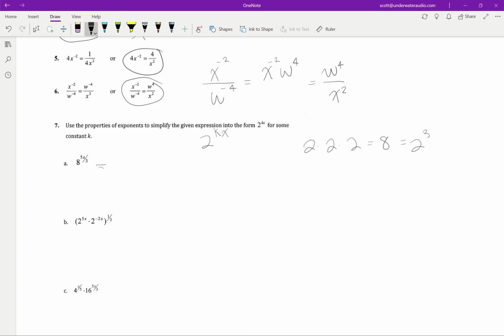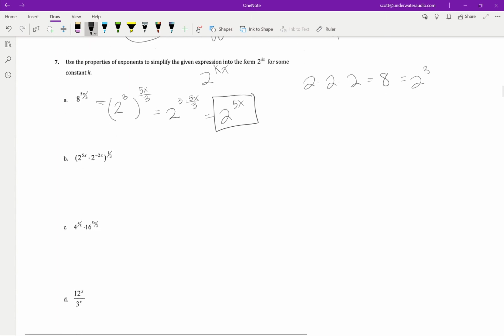Yeah. So that's the same thing as 2 to the third. So I would rewrite this 8 to the 5x over 3 as 2 to the third, and then 5x over 3. And then we know that something to a power, I can just change that to multiplication. So that would be 2 to the 3 times 5x over 3. And the 3's would cancel, and I just get 2 to the 5x. So it's in the right format now. You're probably wondering, like, why would I ever need to do that? And the answer will come later, why you would ever need to do that.